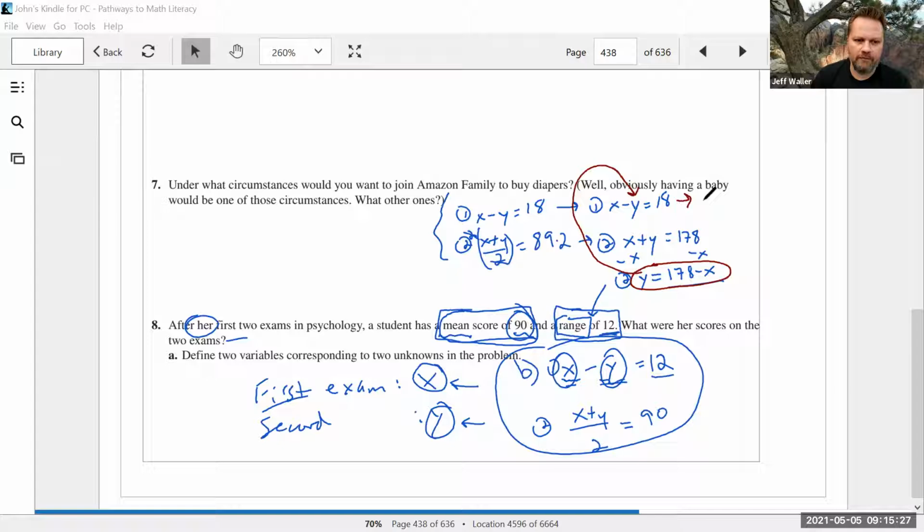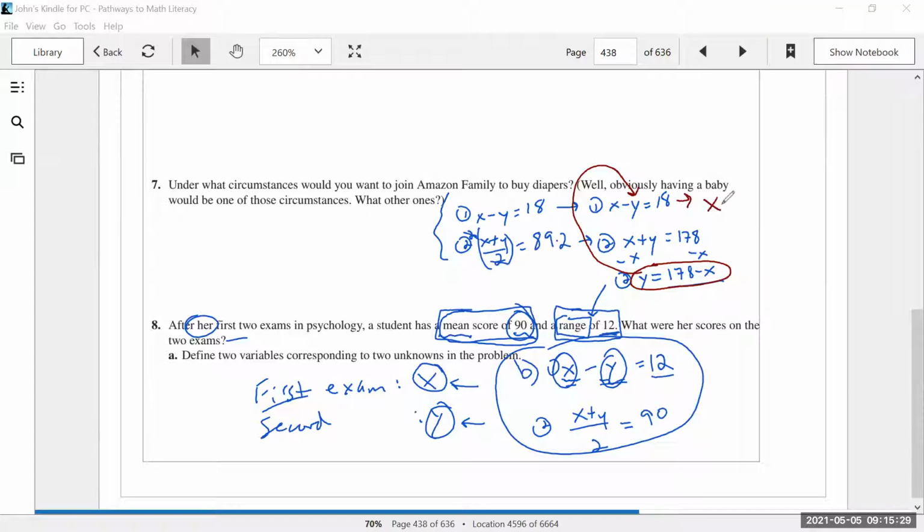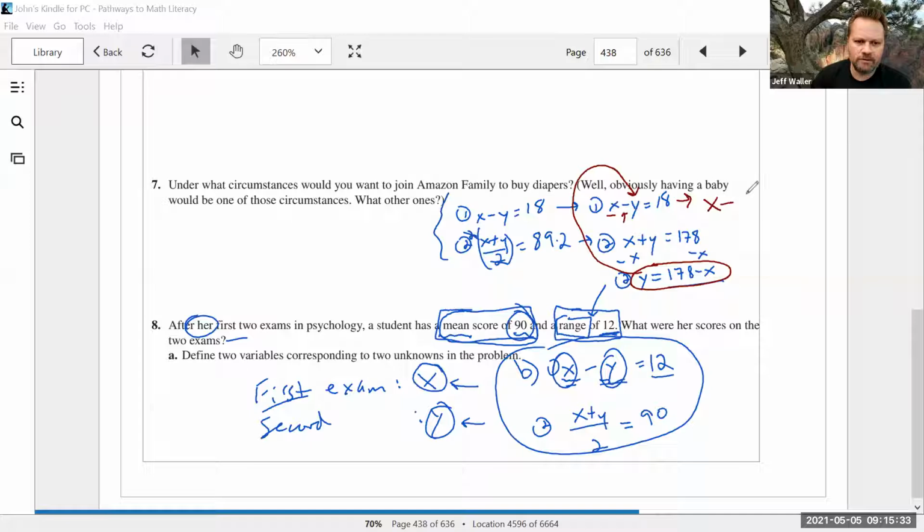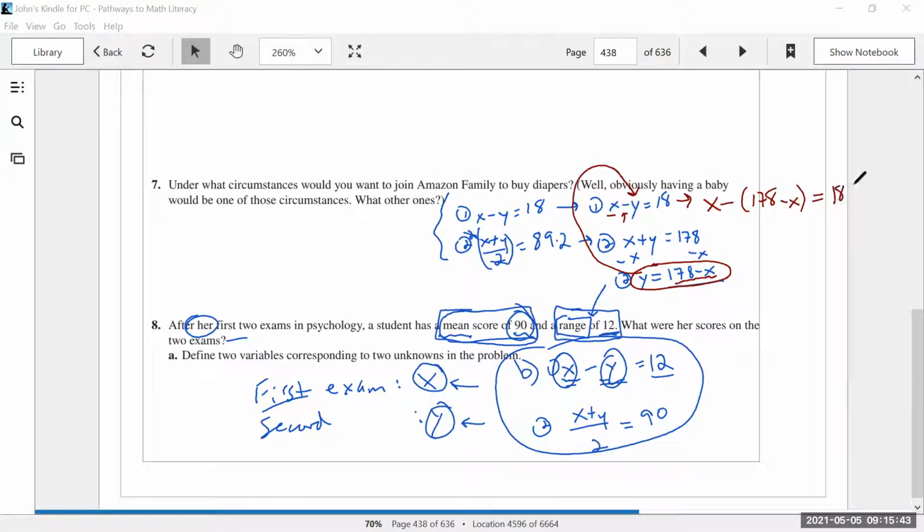So watch this. If I rewrite this, this is x minus, right? Isn't that what it says? X minus y, but what's y? Y is this. That's all elimination. I'm sorry, that's all substitution. Now you got me thinking about it. So that's all substitution does.